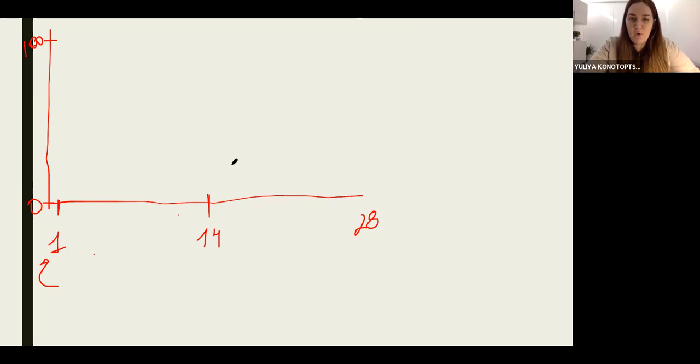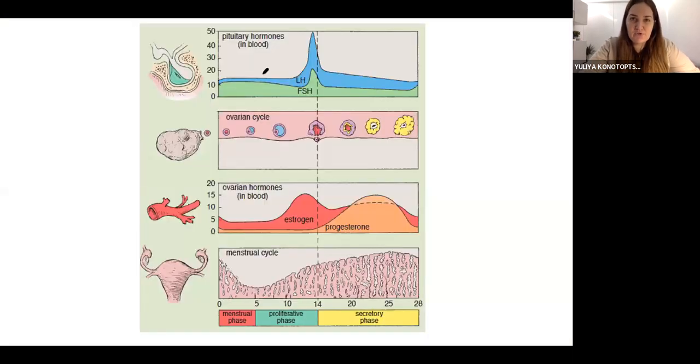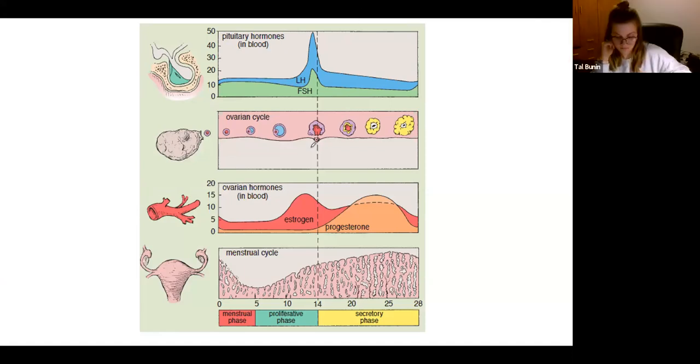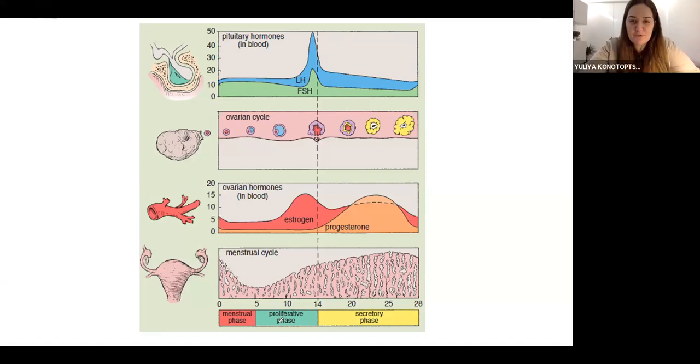So if we go to the previous slide, this picture, I'm always confusing it because I have one picture in embryo and one picture in histo, so I always mix them up.